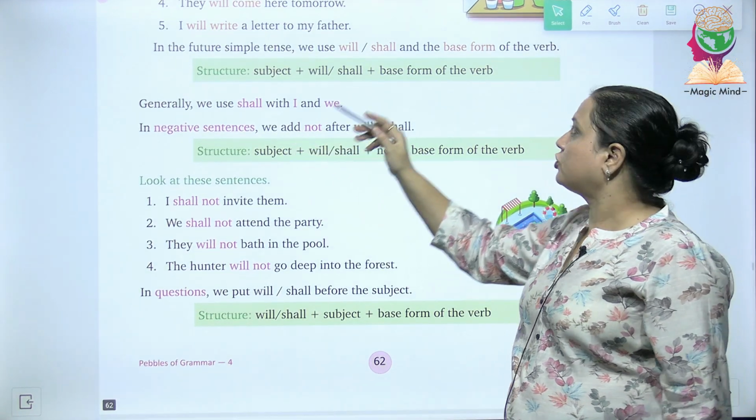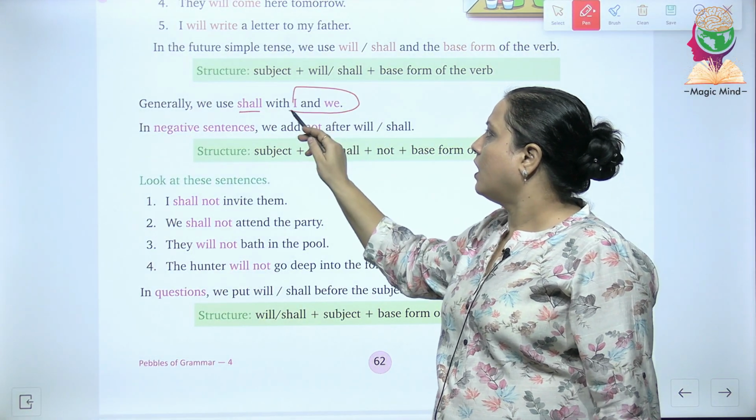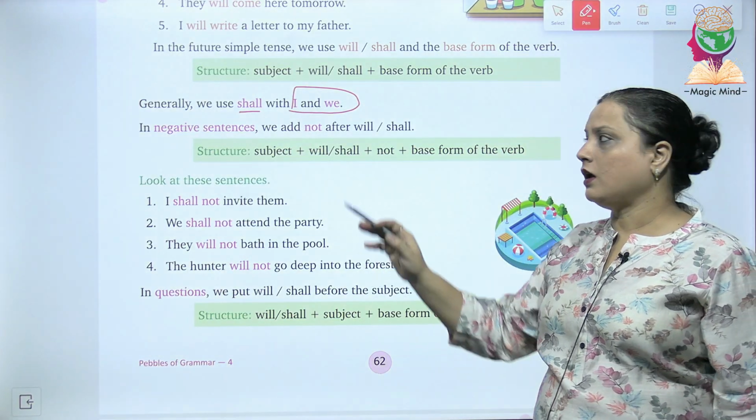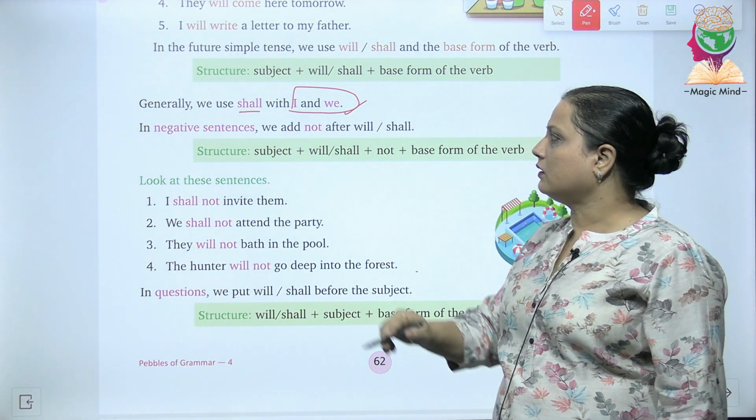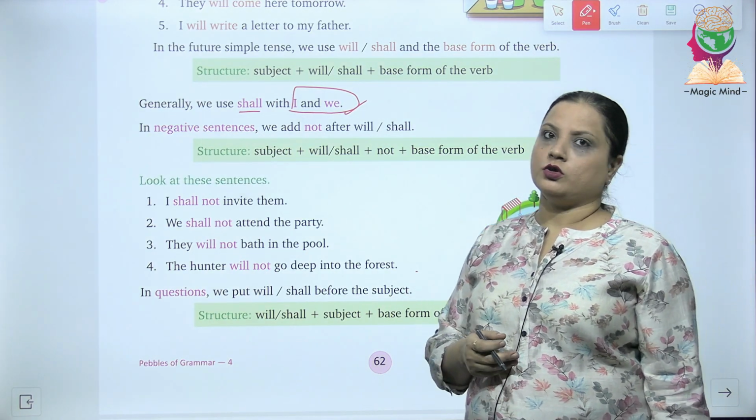Generally we shall use shall with I and we. हम shall का यूज करते हैं I और we के साथ. Whereas for the other sentences we always use will.